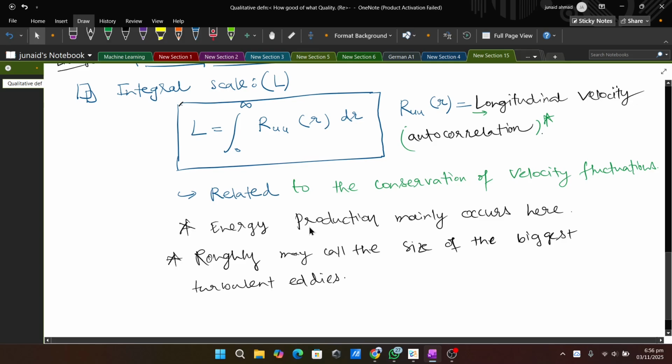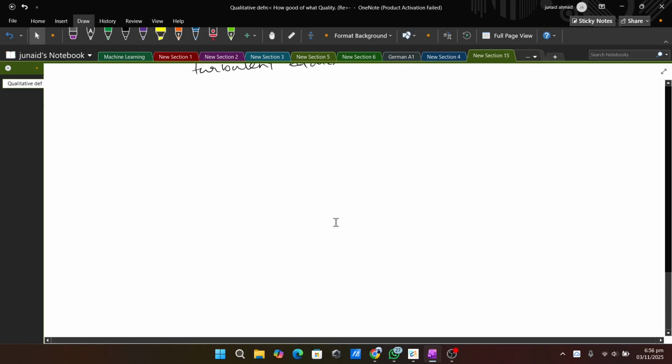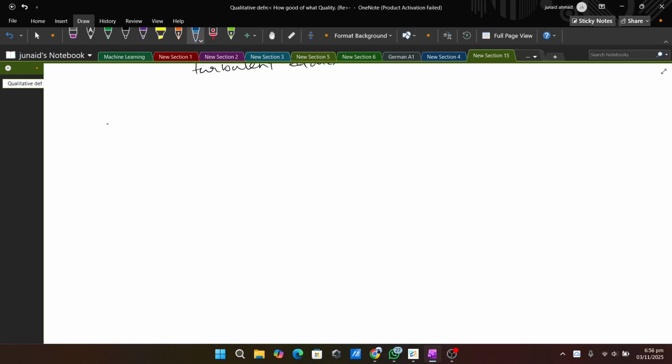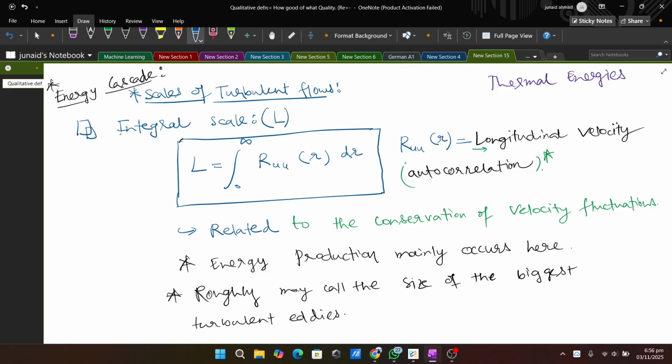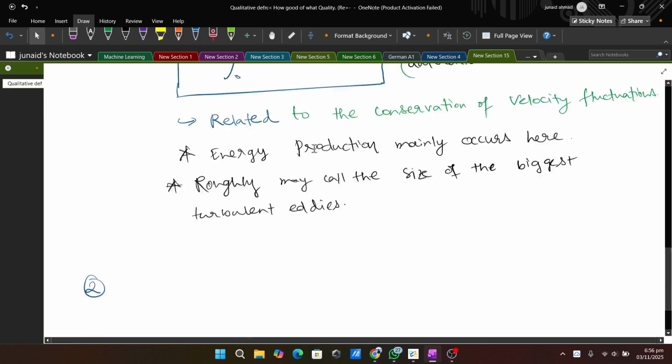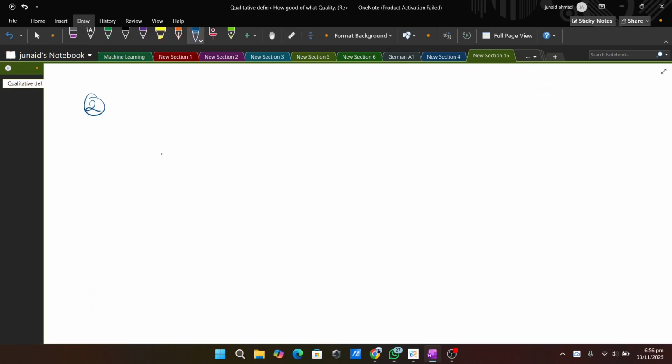Now let us talk about the Taylor microscale, which is also very important. This is the second type of scale. Integral scale we have talked about, and now we are going to talk about the Taylor microscale, and then we will talk about the Kolmogorov microscale. It is represented with lambda.